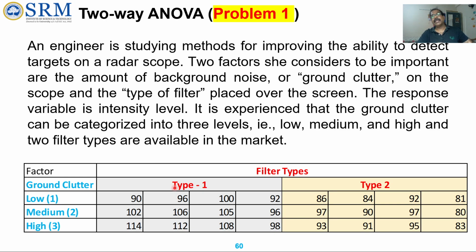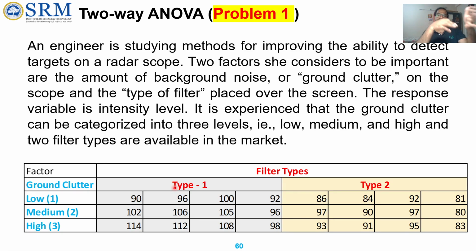They may have multiple levels, so we will see that in future. Mainly they want to check how this improves the radar scope, whether ground clutter or the type of filter being used affects the final output. The response variable is intensity level. The intensity level is similar to leg strength. Here they focus on intensity level and compare the two factors, and how they affect it.